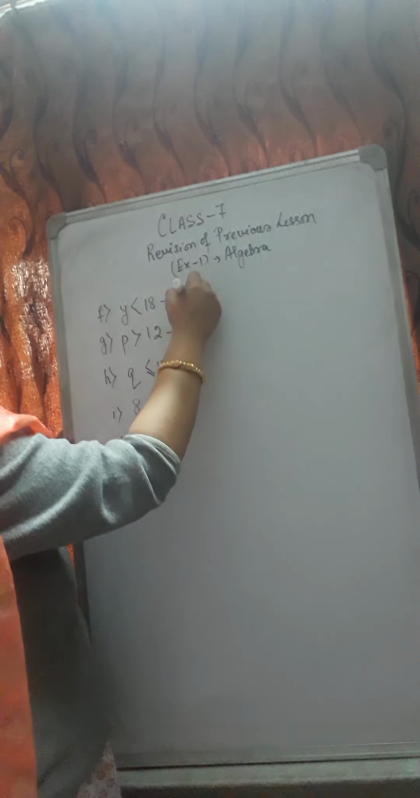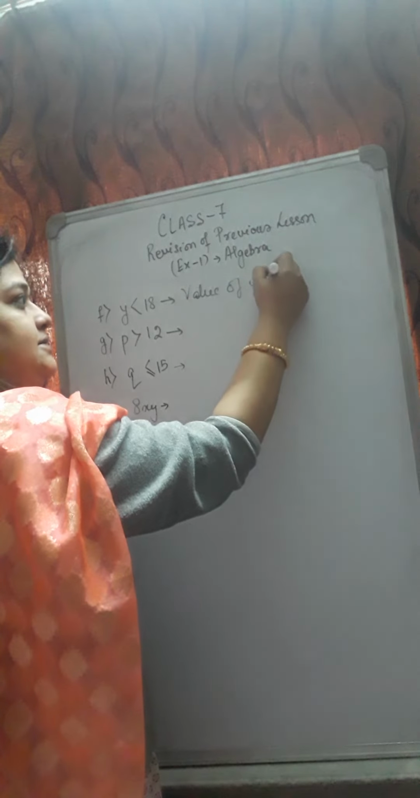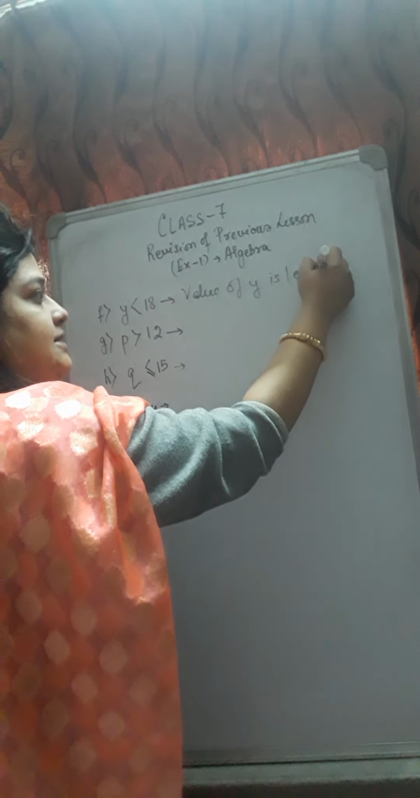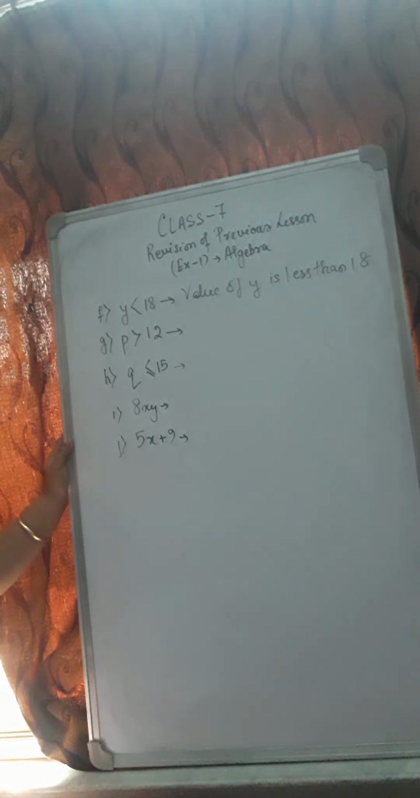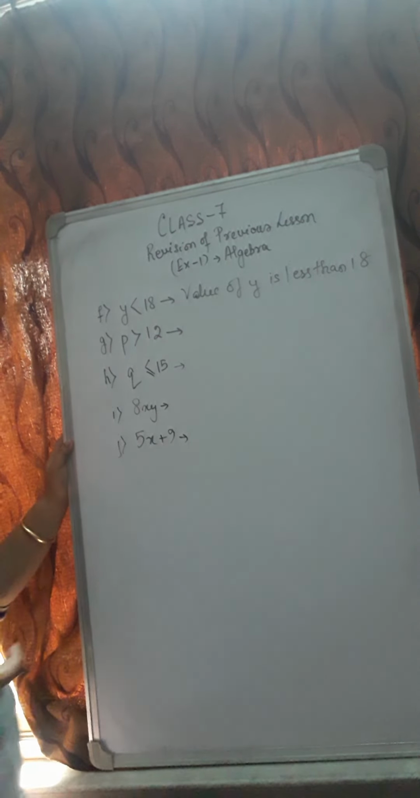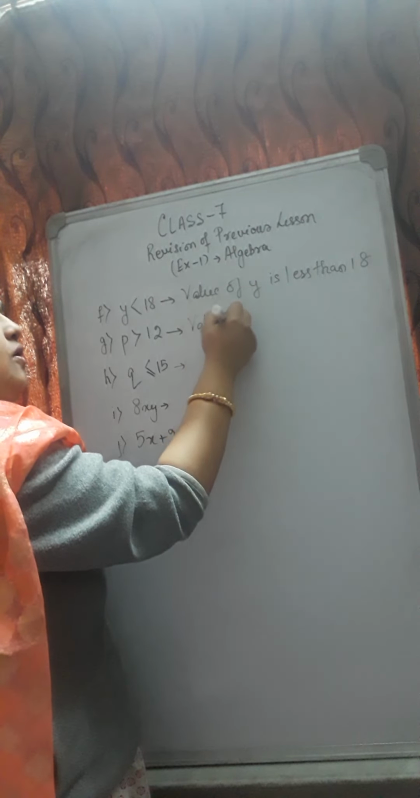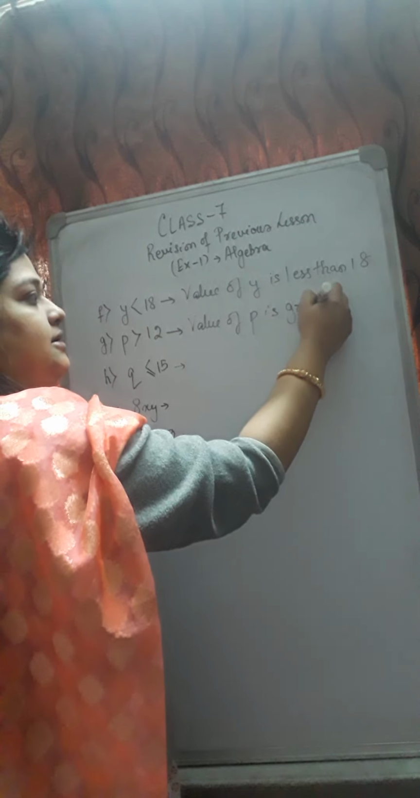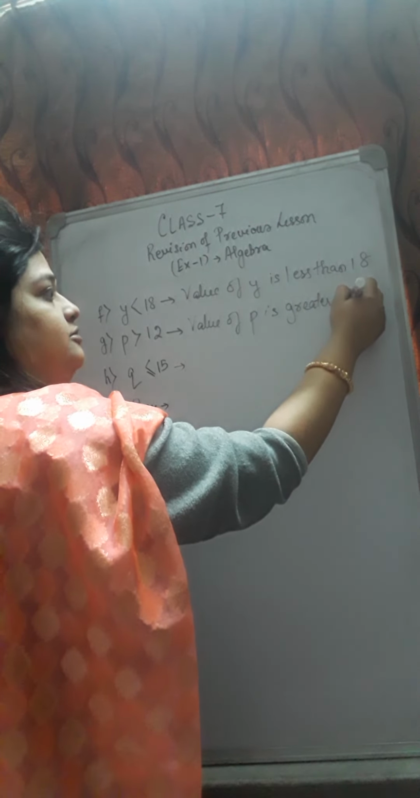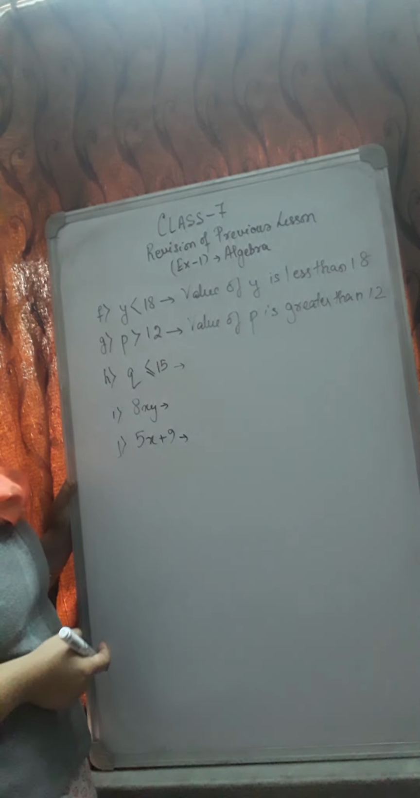So what will you write? Value of y is less than 18. G, P is greater than 12. So value of P is greater than 12. These are very easy.